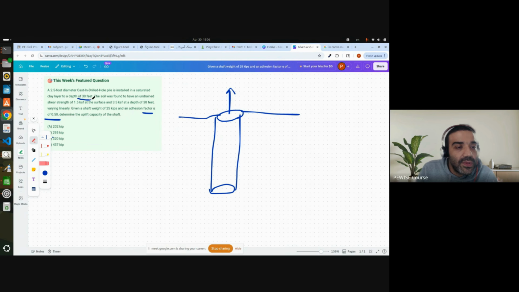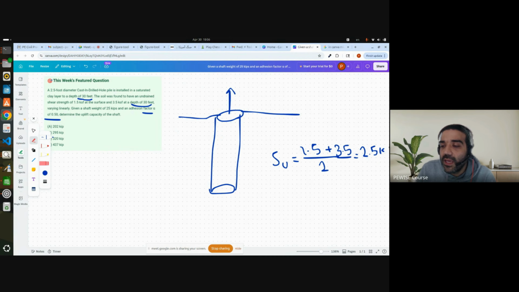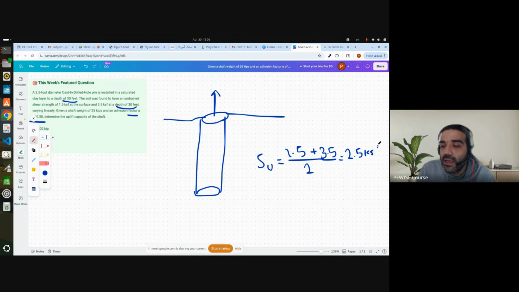So the pipe depth is 30 feet, and also we have the shear strength at 30 feet. So you can easily calculate S sub U, the undrained shear strength, by getting the average of these 2 points, 1.5 and 3.5. 1.5 plus 3.5 gives you 5, divided by 2, 2.5 ksf.